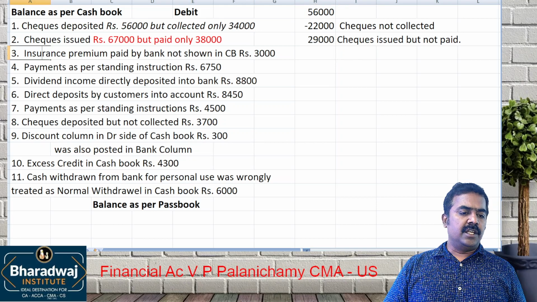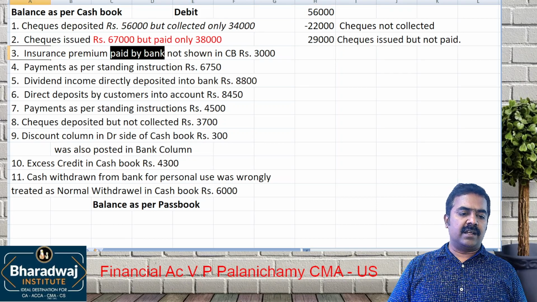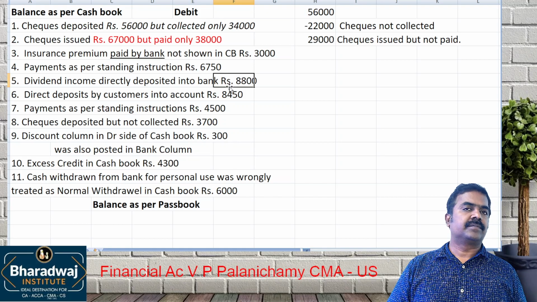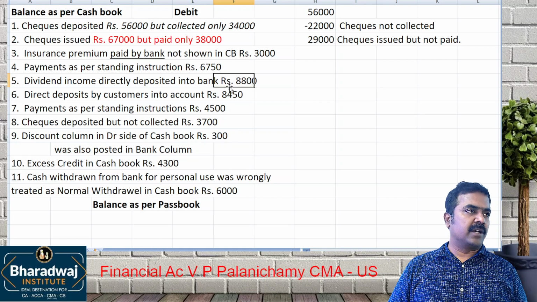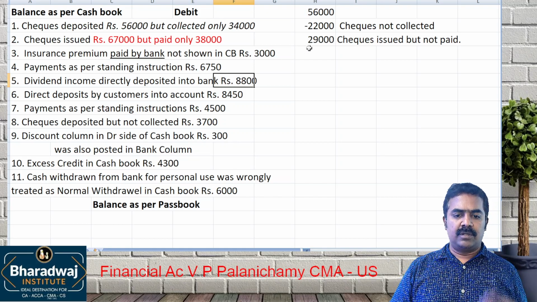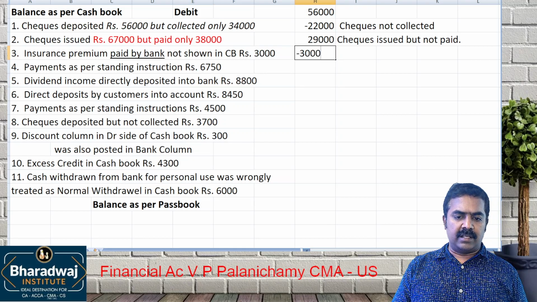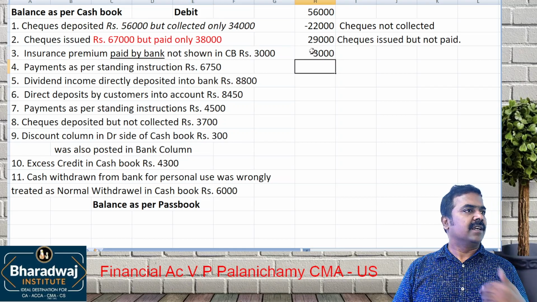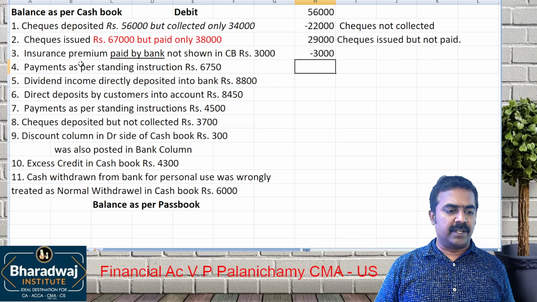Then insurance premium paid by the bank. What would the bank have done? The bank would have reduced. Have we reduced? No, reduce it now. Minus 3,000. The bank has reduced, we have not reduced, so now reduce it.